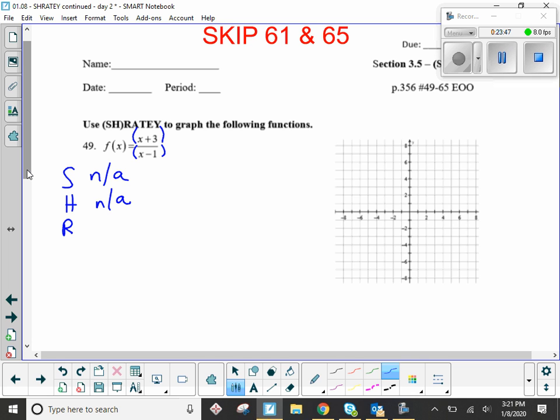So R for the root. Root is the top, A is the bottom. So R means you're setting the top equal to 0 and solving. R is roots. It's a point. So you're going to write it as a point.